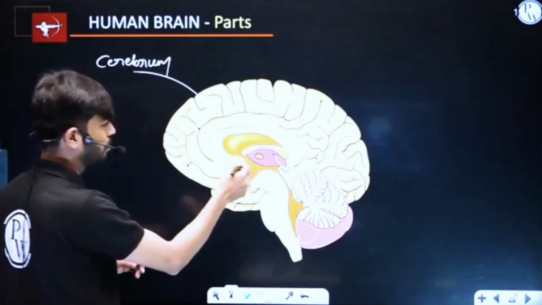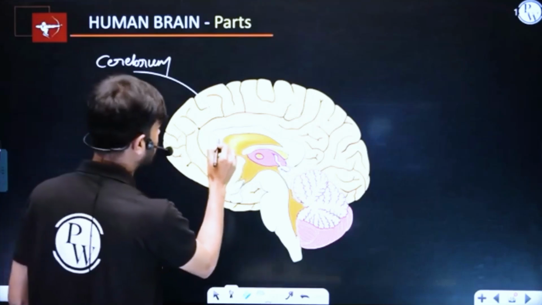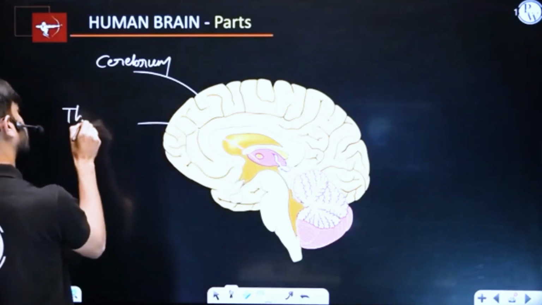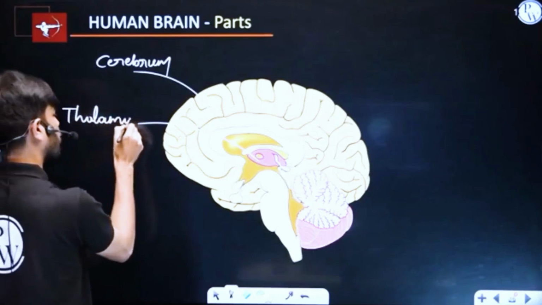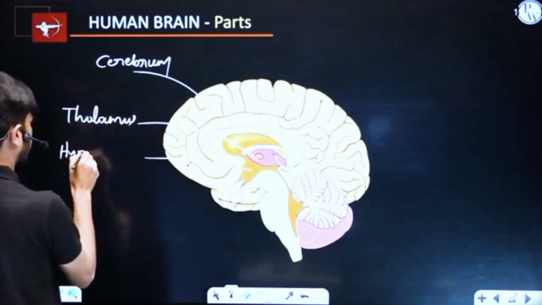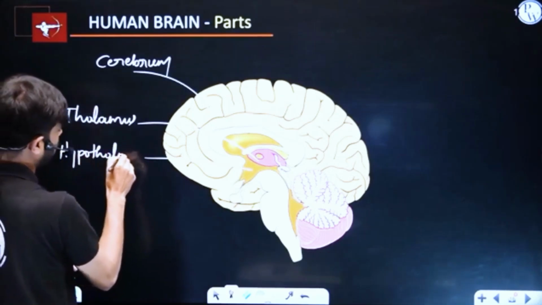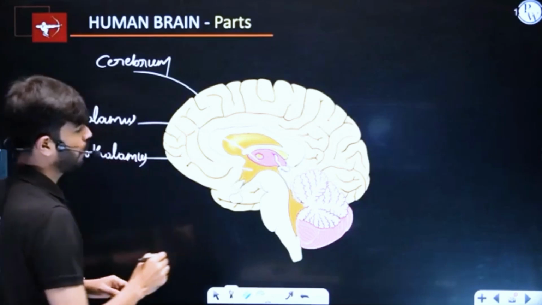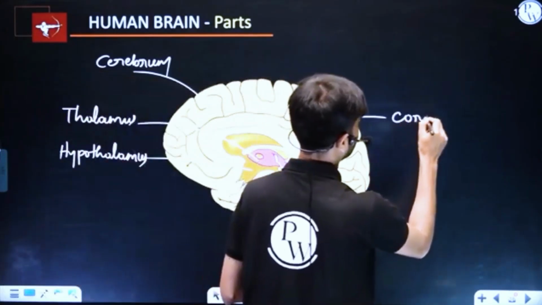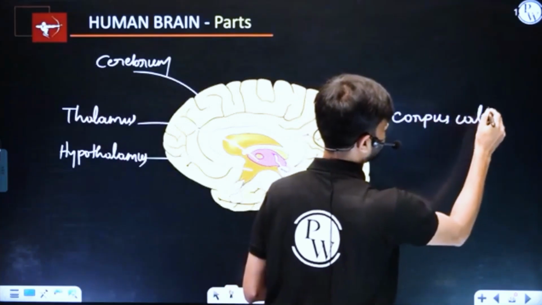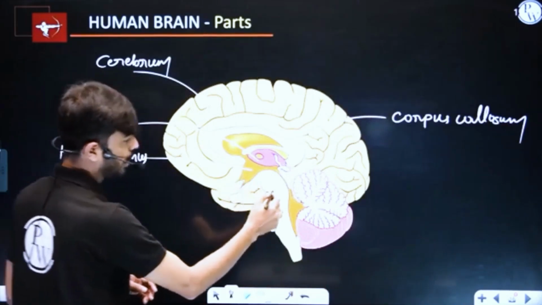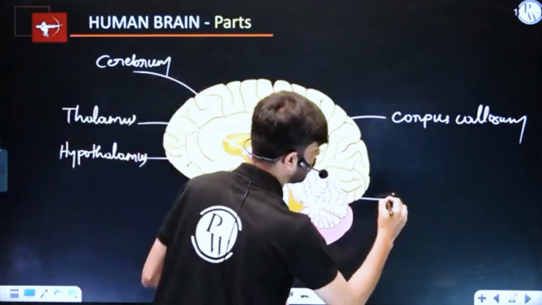Then now the next part, this particular portion I am just taking. This is called thalamus. And just below the thalamus, hypothalamus. Understood? Next, this portion is called corpus callosum. Next, here you can observe the hind part, cerebellum.